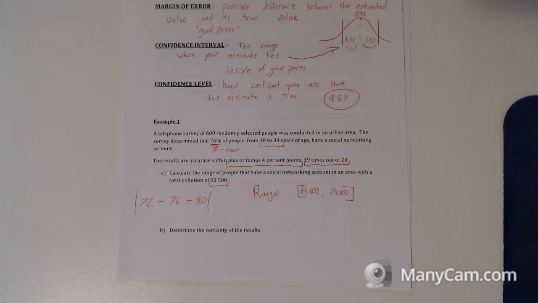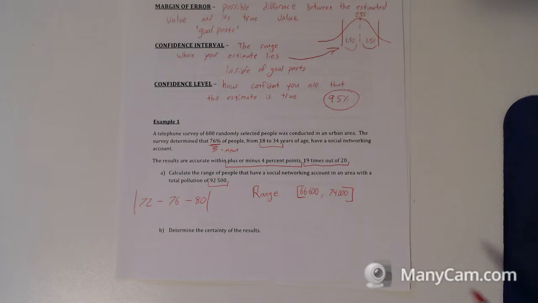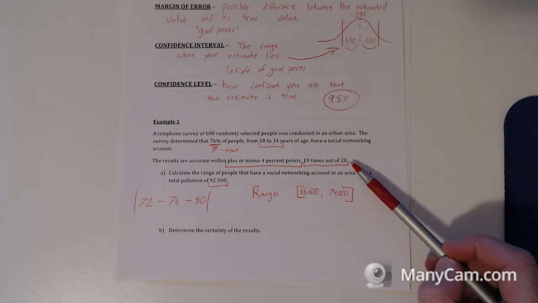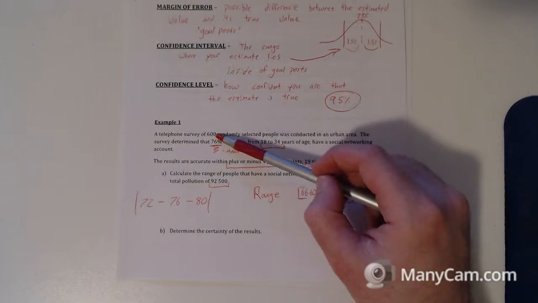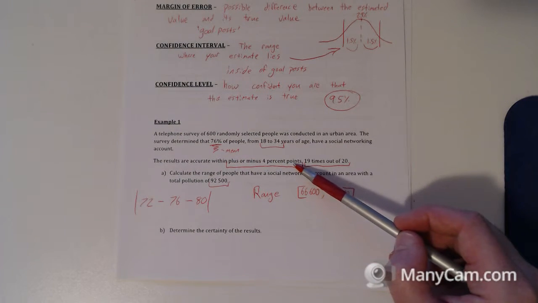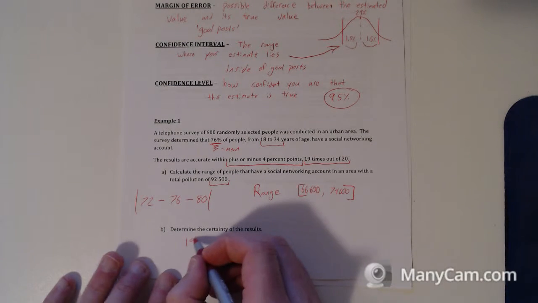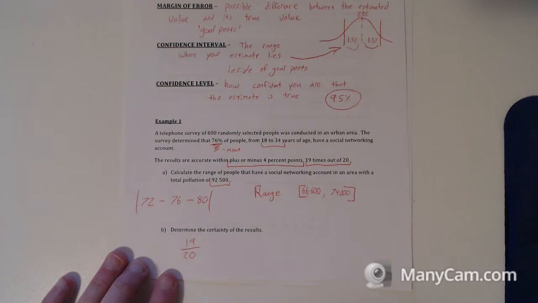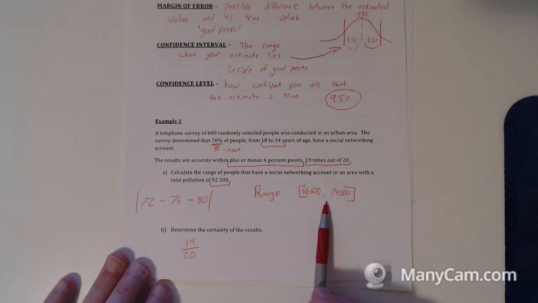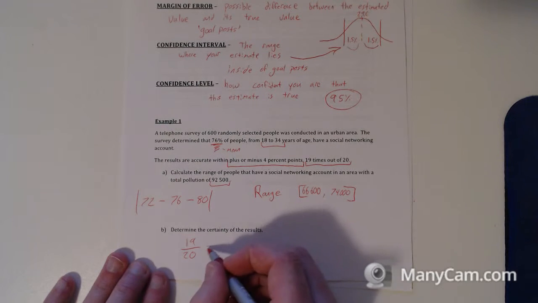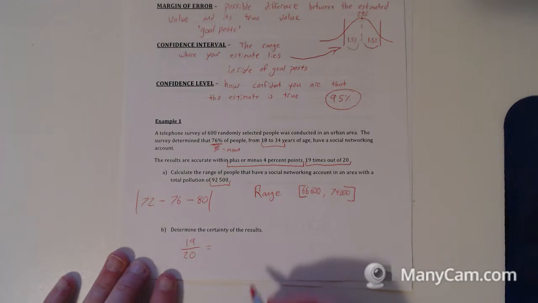Determine the certainty of the results. So this is true 19 out of 20 times. They always label it this way. I don't know why. I think putting this one as a percent maybe confuses people because there's percents here and there's percents here. So maybe they do this one as an actual fraction. So it is 19 out of 20 times it lies inside our goalposts. And what is that as a percent? Well, that's 95%.